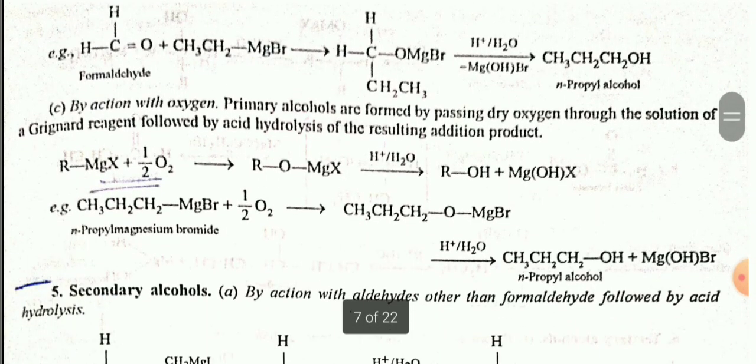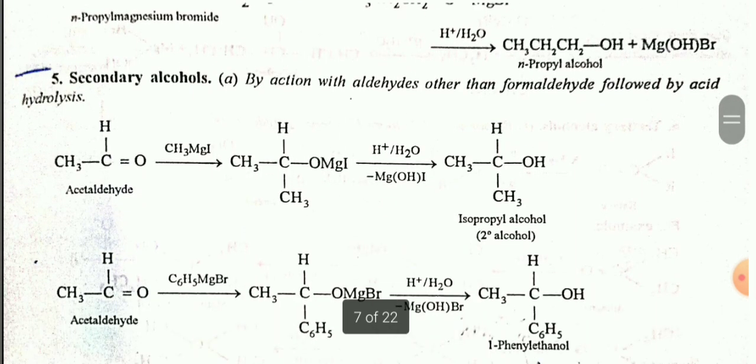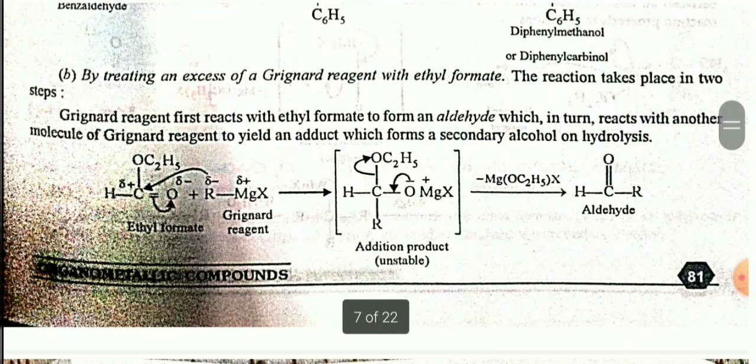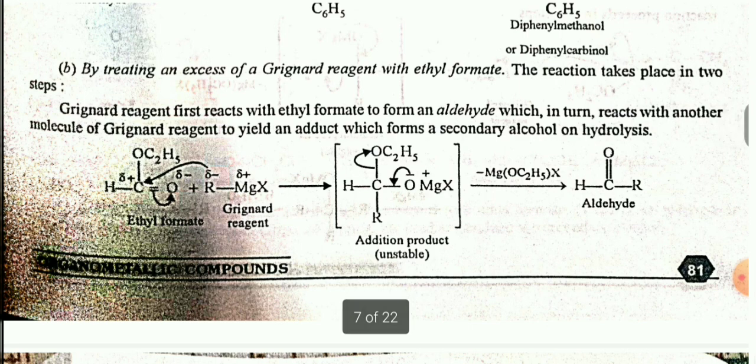C. By action with oxygen. Primary alcohols are formed by passing dry oxygen through the solution of Grignard reagent, followed by acid hydrolysis of the resulting addition product. Fifth, secondary alcohols. A. By action with aldehydes other than formaldehyde followed by acid hydrolysis. B. By treating an excess of Grignard reagent with ethyl formate, the reaction takes place in 2 steps. Grignard reagent first reacts with ethyl formate to form an aldehyde, which in turn reacts with another molecule of Grignard reagent to yield an adduct which forms a secondary alcohol on hydrolysis.